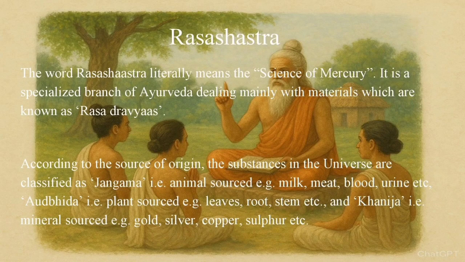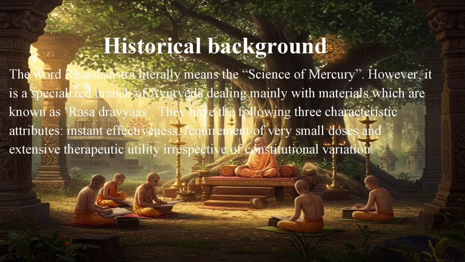sulfur, etc. So, talking about the historical background, the word Shastra itself means the science of mercury, and it deals with the materials which are known as Rasadravyas. Shastra have the following three characteristics: attributes, instant effectiveness, requirement of very small doses, and extensive therapeutic utility, irrespective of constitutional variation.